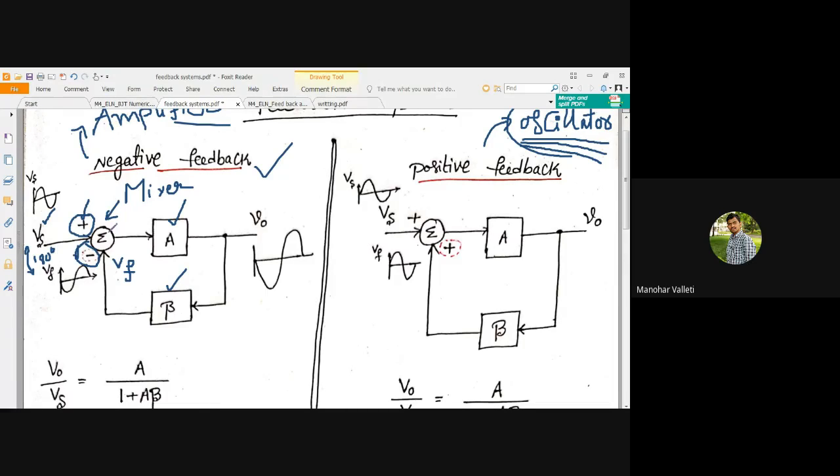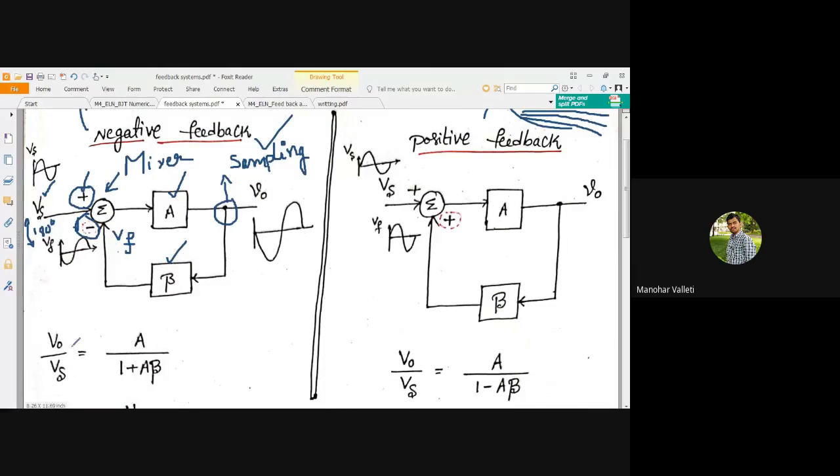So this is a mixer circuit. We are taking some portion of the output, so we can call this a sampling circuit. Sampling circuit means some portion of the output can be taken with the help of the sampling circuit. Fine. So this is about negative feedback.